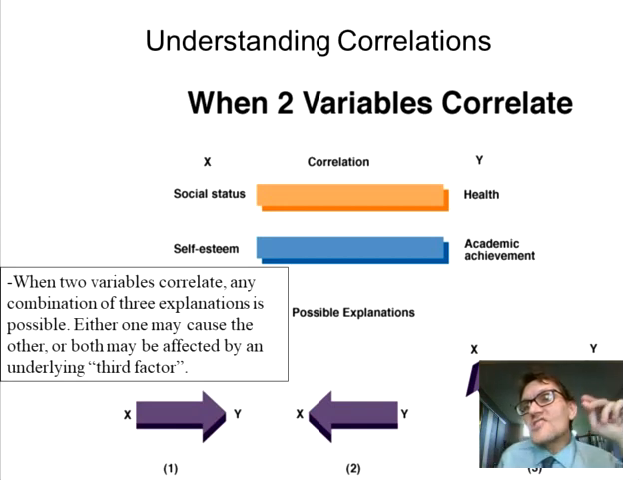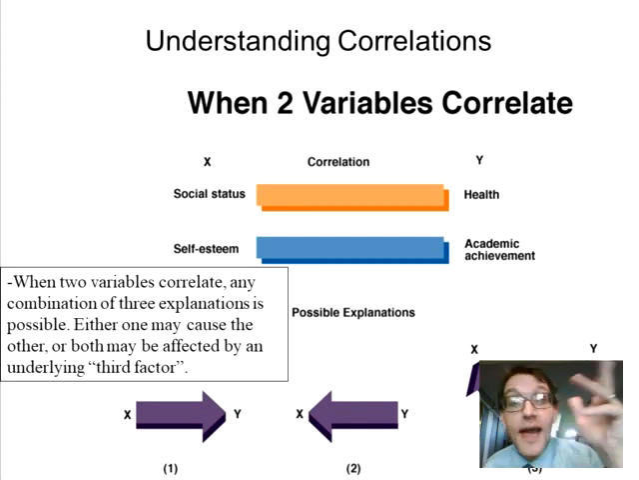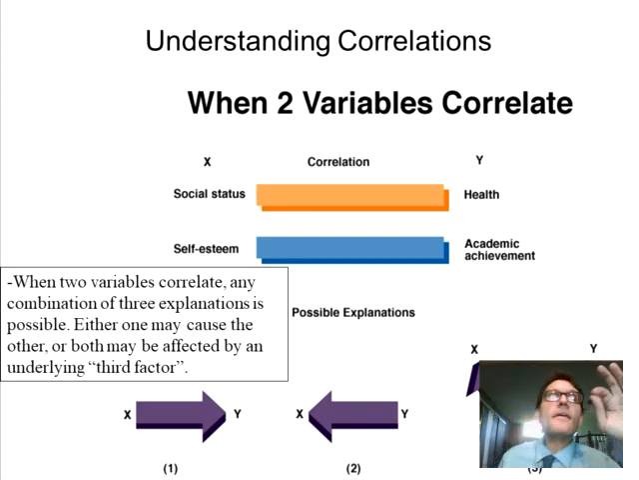And so correlations can describe the relationship between variables, and they allow for prediction. If somebody has high social status, I predict they will have good health. Got it? Predict. But the old phrase is correlation does not imply causation.